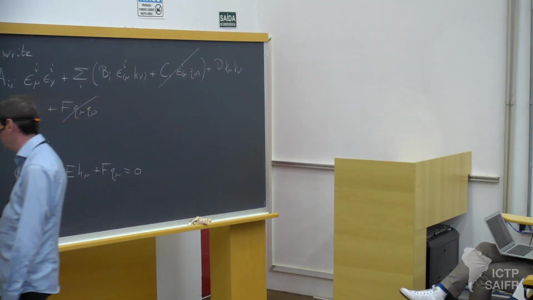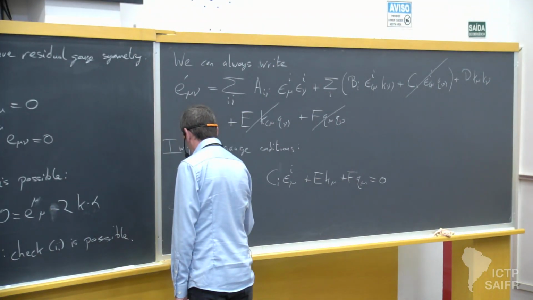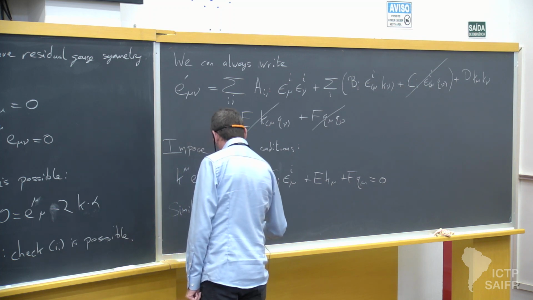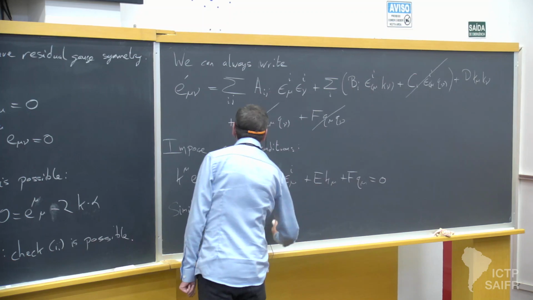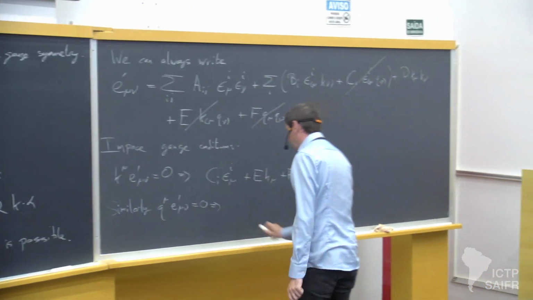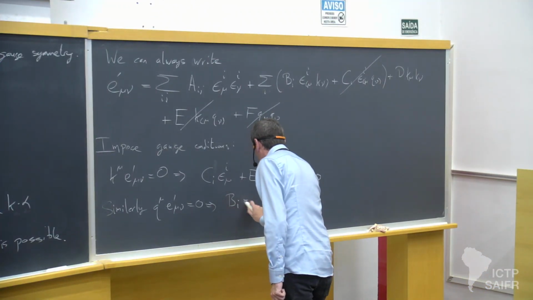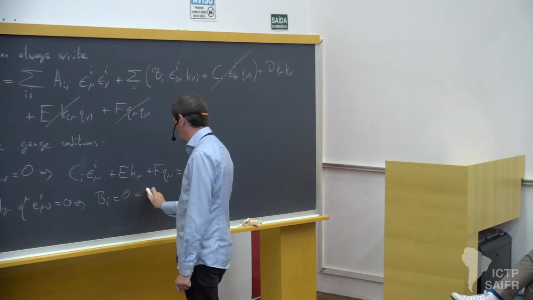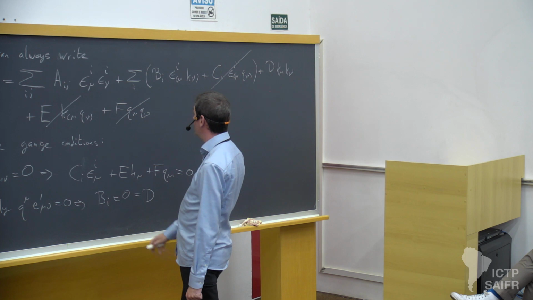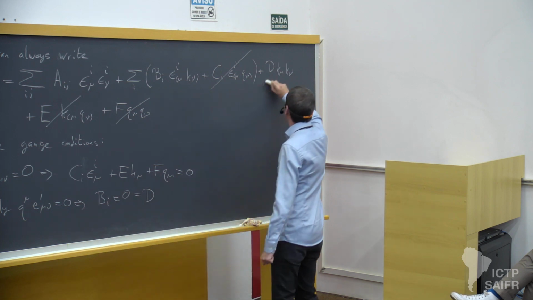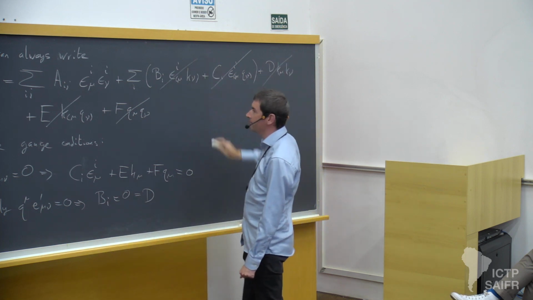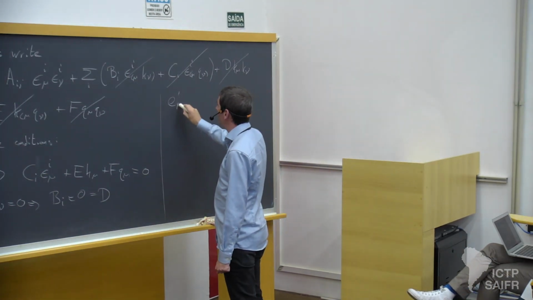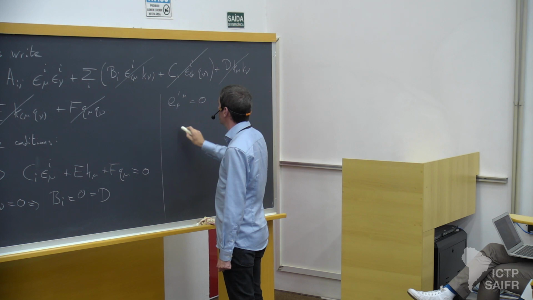Similarly, Q mu E prime mu nu equals 0. Well, that's just going to tell you that the B is 0. B_i equals 0. Or the D. Yep. D is 0. Good. So this guy's gone. And this guy's gone. Right? And there's one other condition. E prime mu mu equals 0.